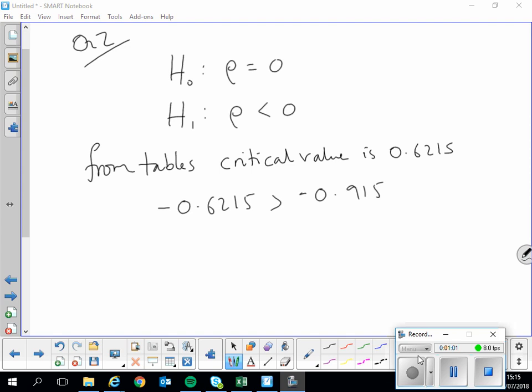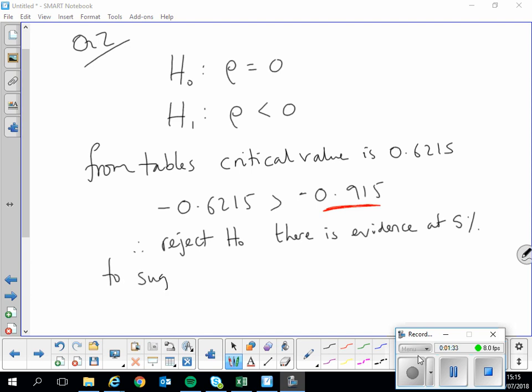0.915. So our recorded value, the actual value we got, the minus 0.915, is within the critical region, so that we can reject H0. So therefore reject H0. And so we say there is evidence at the 5% level to suggest a negative correlation. Okay.